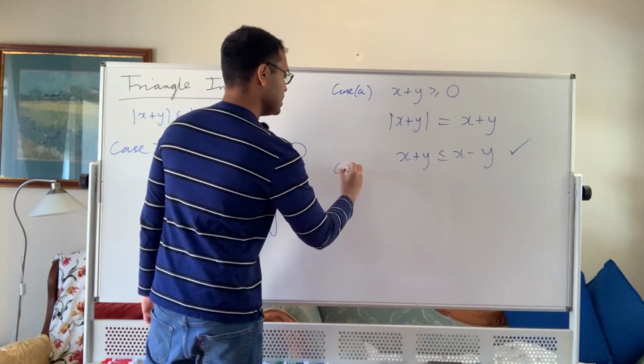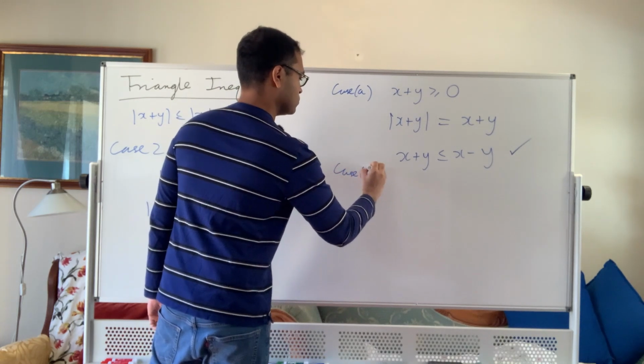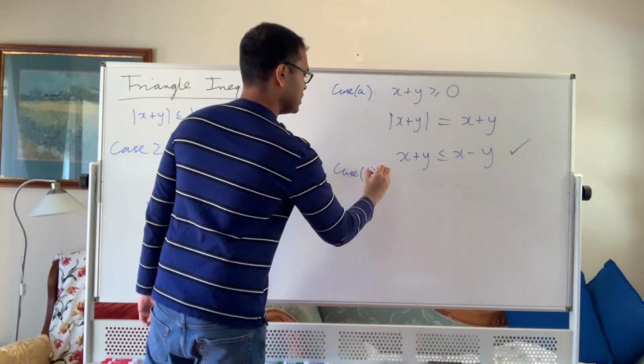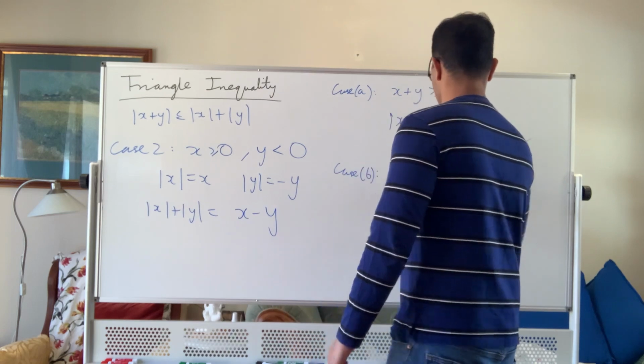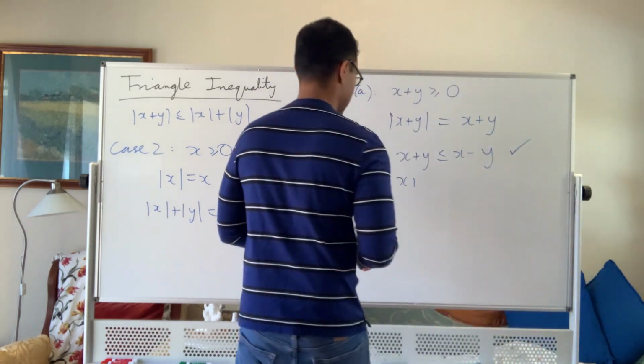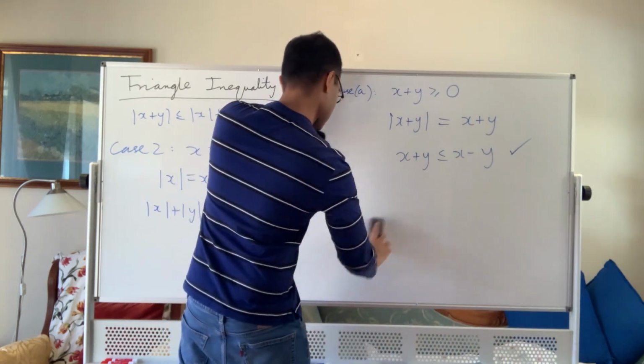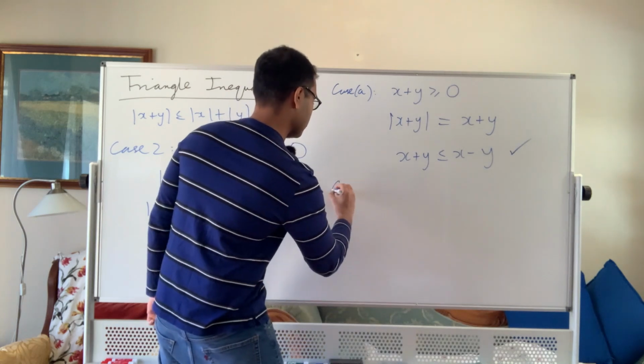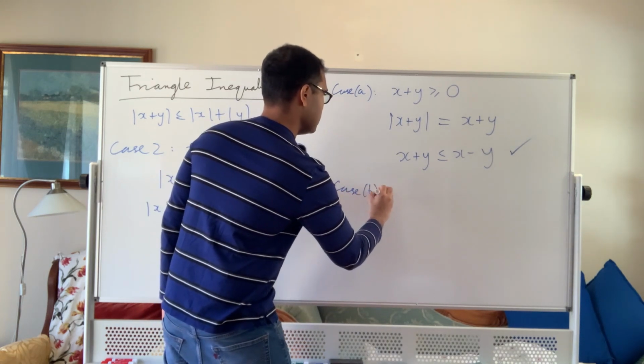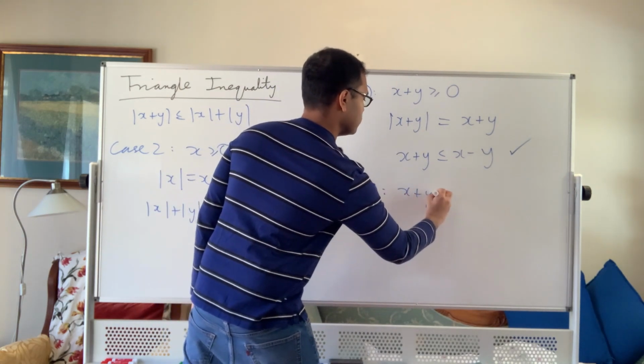On the other hand, I'm going to call this case A, case 2A if you like, and then case B is just going to be the case where x plus y is negative. So maybe I will put that a little bit below. So here we have the case that x plus y is negative. So this is case B, x plus y is negative.